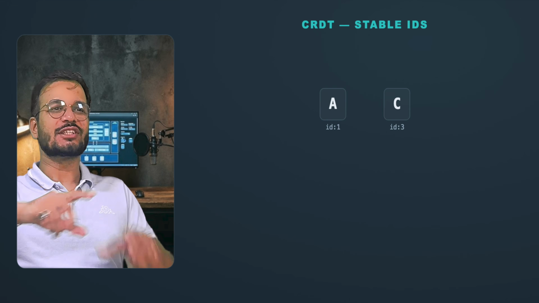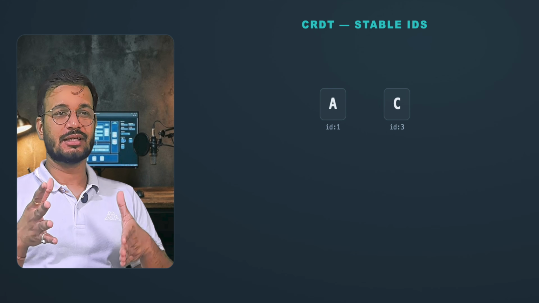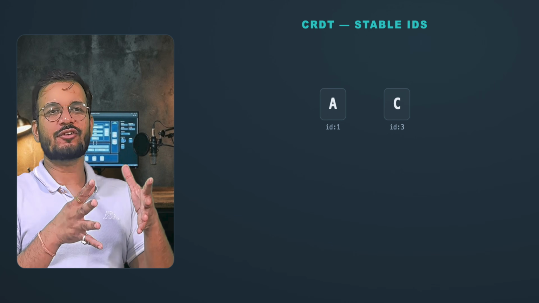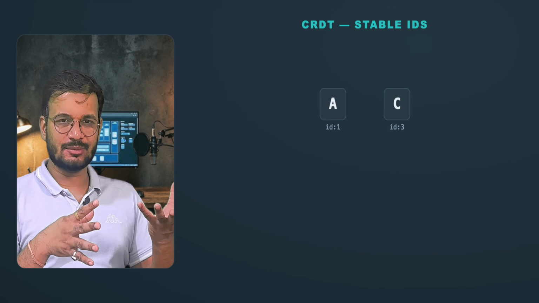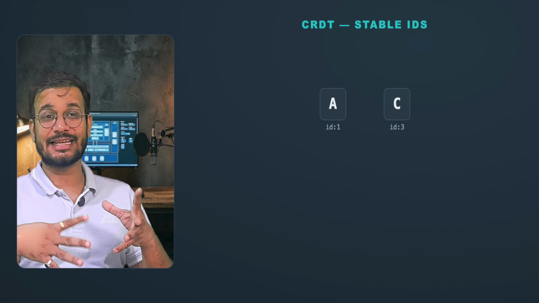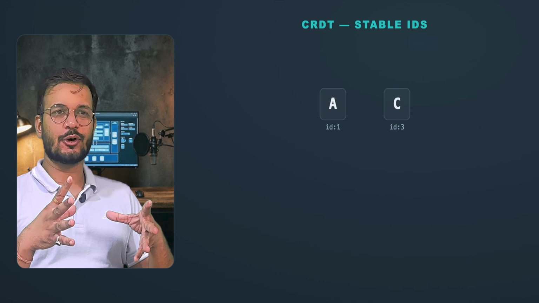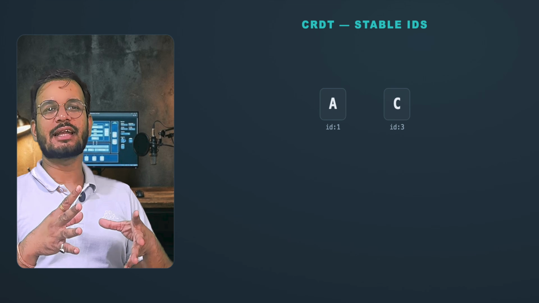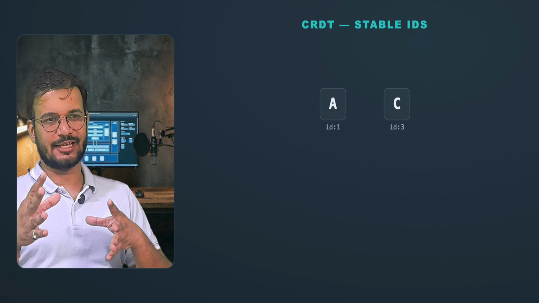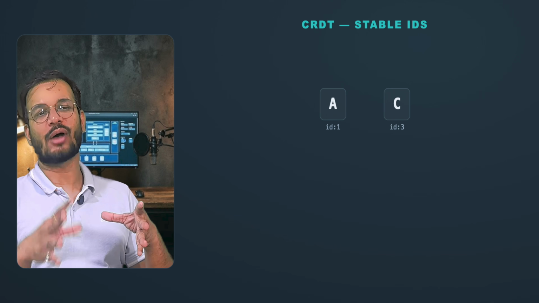All right. So CRDT stands for conflict-free replicated data types. CRDTs are the alternative to OT. Instead of transforming operations at merge time, CRDTs are designed so that operations can always be applied in any order and the result will be the same. The mathematical properties are called commutativity and idempotence. A plus B equals B plus A. Applying the same operation twice has the same effect as applying it once.